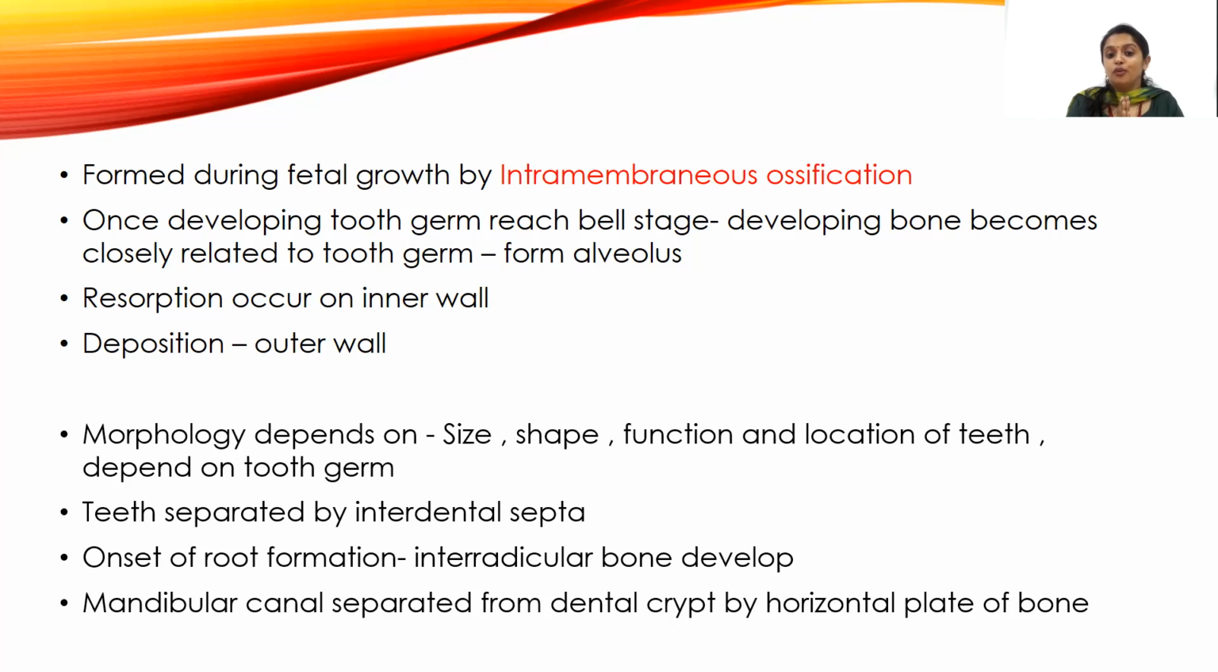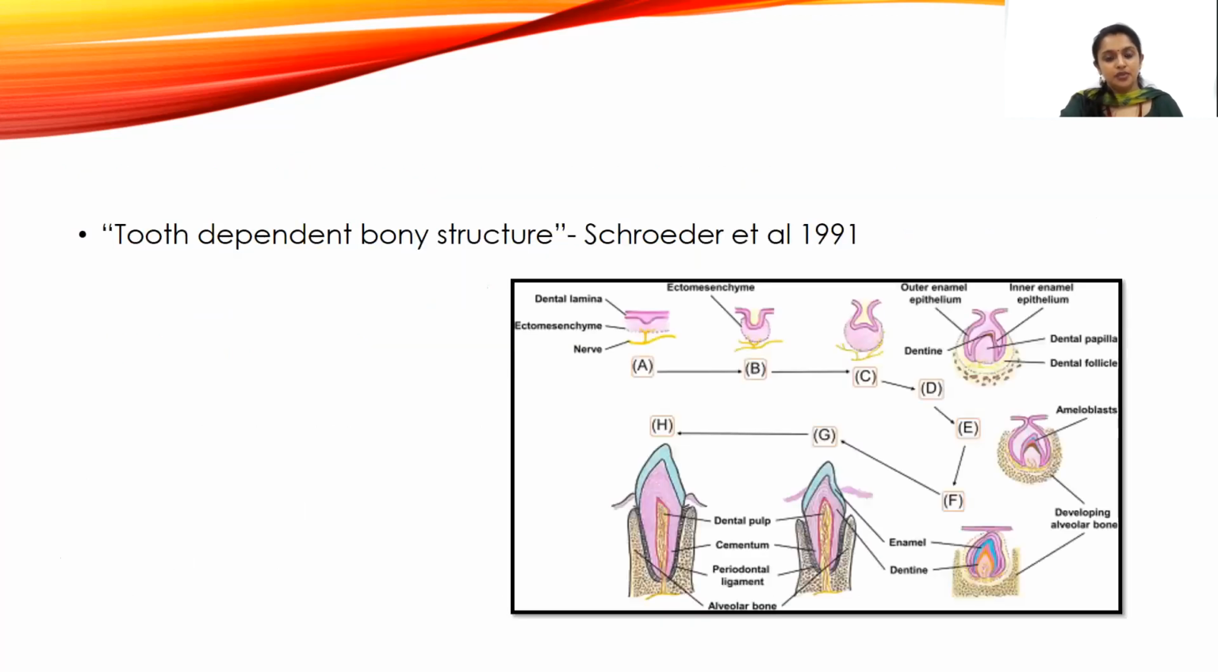The onset of root formation mainly results in interradicular bone development. Only if there is multiple root formation will that result in interradicular bone, that is, bone formed between the roots of the teeth. Once the alveolar socket is formed, the mandibular canal, which is located towards the base bone, is separated from the dental crypt by a horizontal plate of bone. Hence, the tooth germ plays a very important role, and the alveolar bone is also termed a tooth-dependent bony structure according to Schroeder et al.